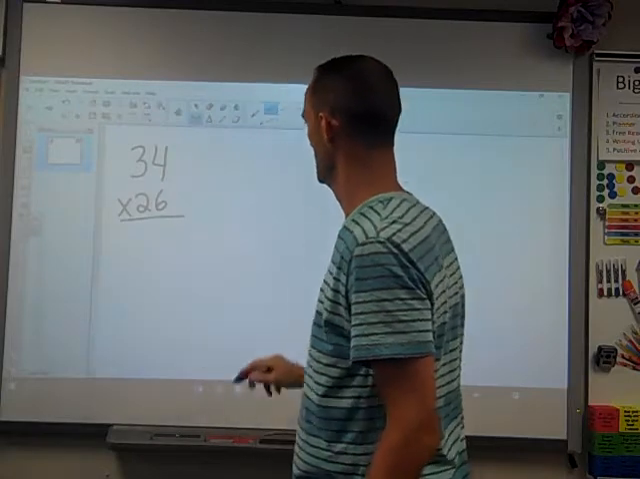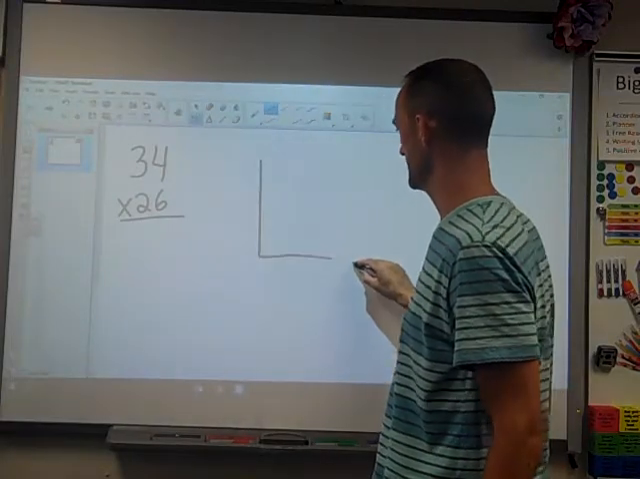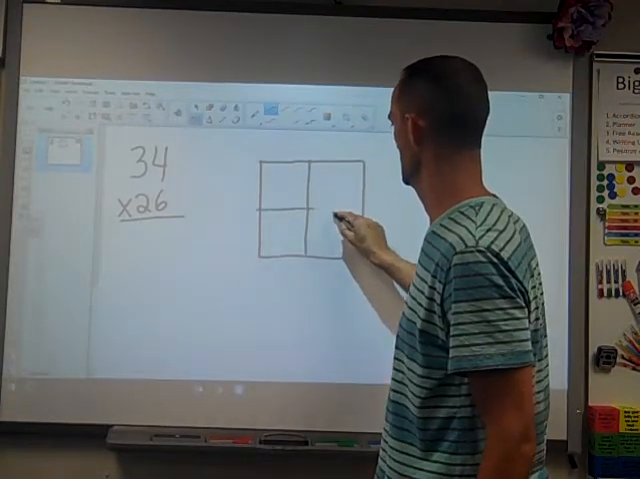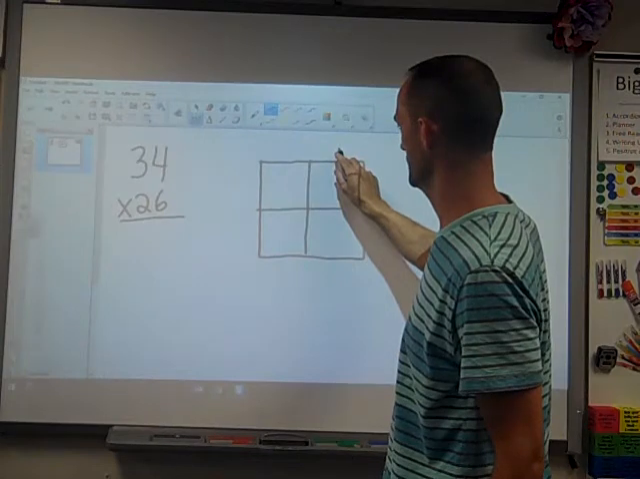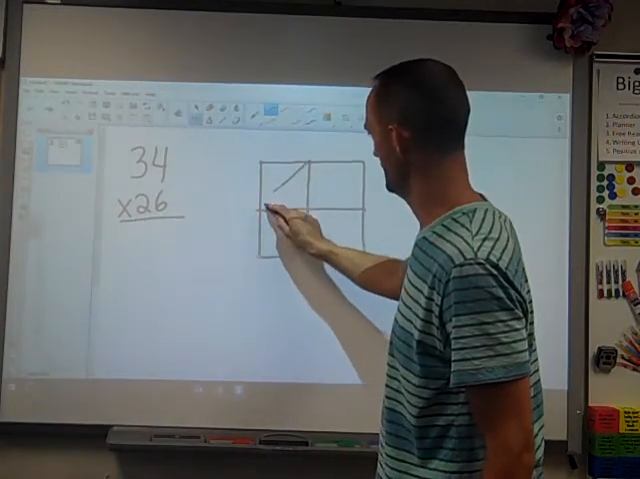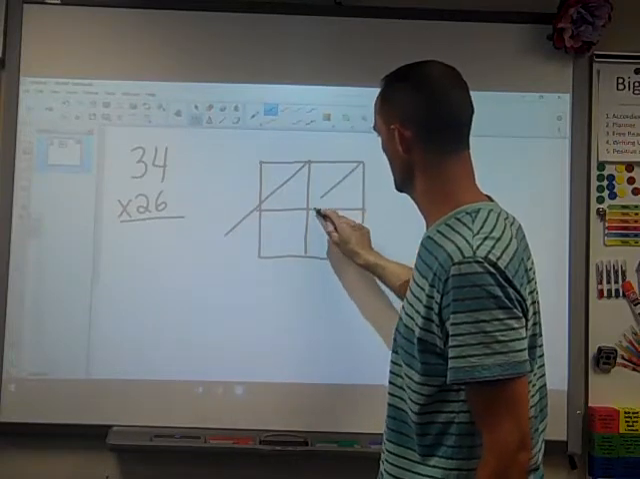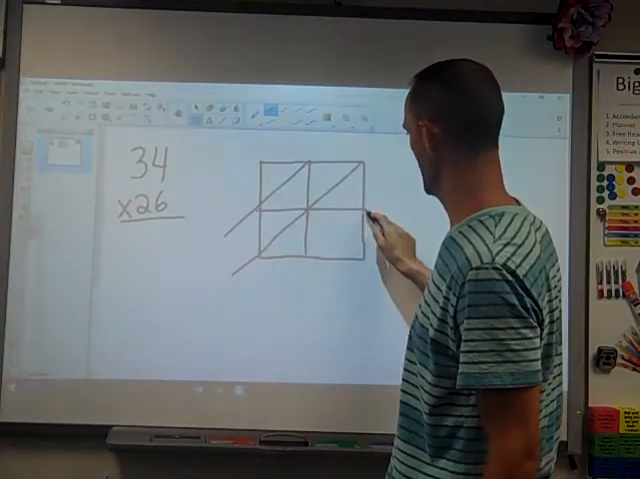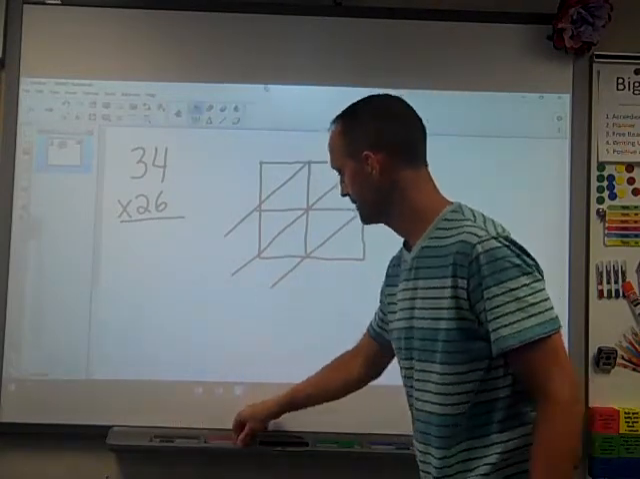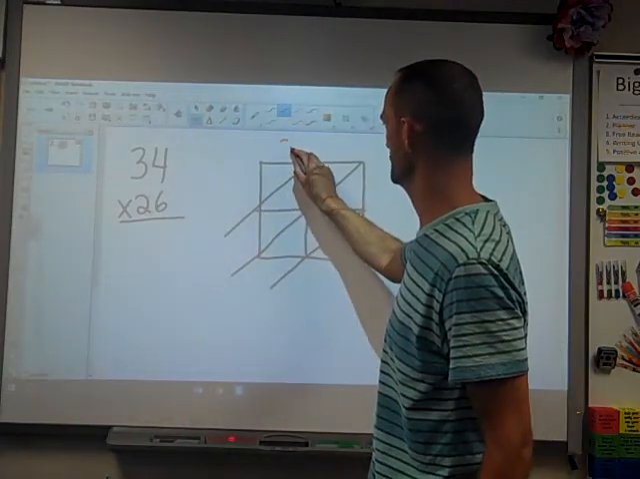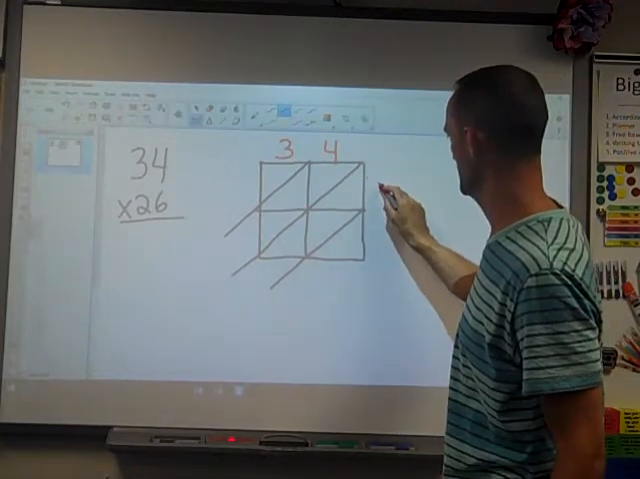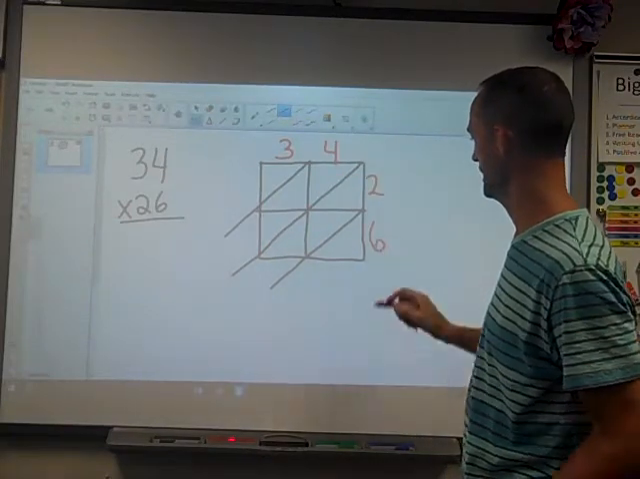26. You draw a box. Two spots up on the top by two on the side. Divide each box inside with a diagonal line that extends below and on the side. Then you take one of the numbers, we'll do 34 on the top and 26 on the right hand side.